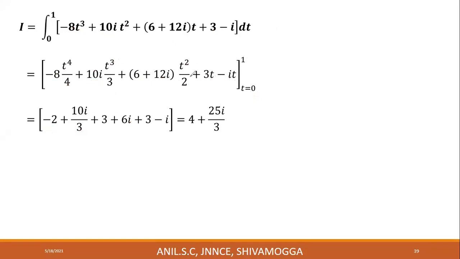Separately write real and imaginary parts. This is the real part, minus 2. 3 plus 3 is 6. 6 minus 2 is 4. Now the imaginary part: 10i by 3 plus 6i minus i is 25i divided by 3. This is what we require. You can make a note of this.